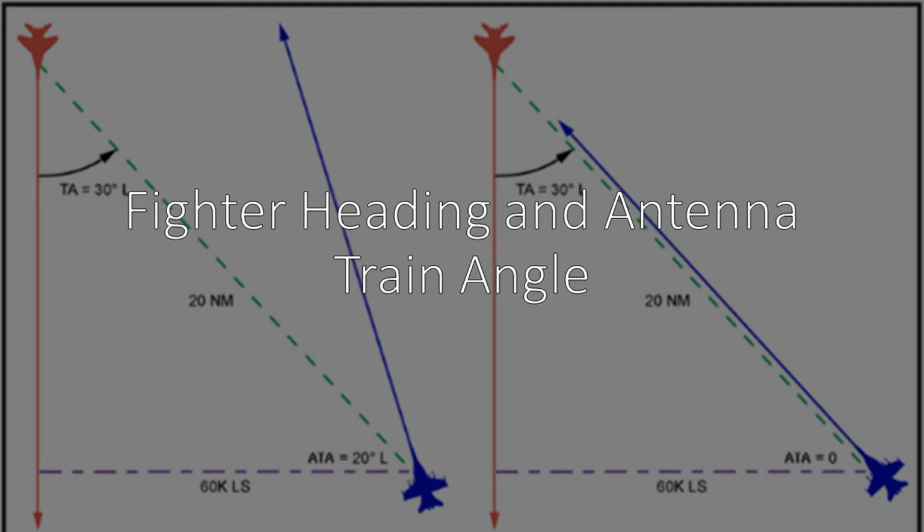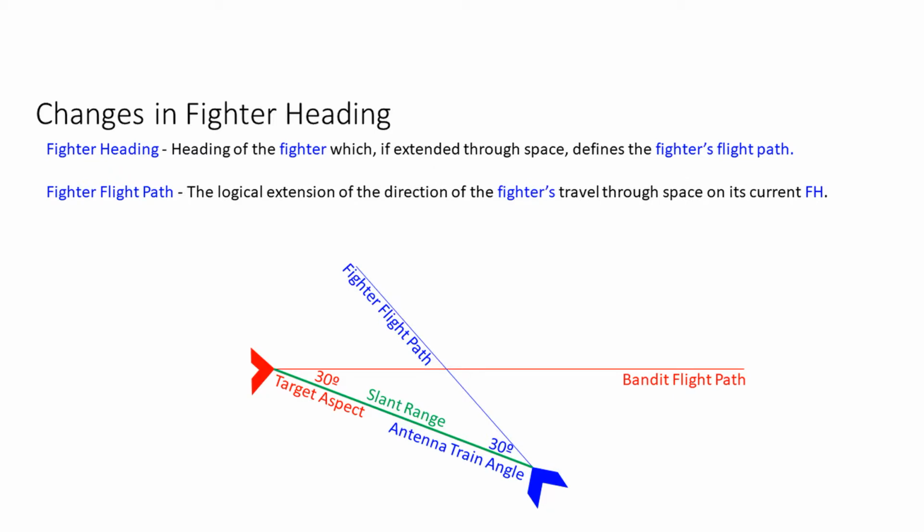Let's look at fighter heading and antenna train angle. Let's start off with yet more definitions. So, fighter heading, that's the heading of the fighter, which, if it's extended through space, defines the fighter's flight path. Incidentally, fighter flight path is our next definition, and that's just the logical extension of the direction of the fighter's travel. It's basically the same as bandit flight path, something we've already touched on.